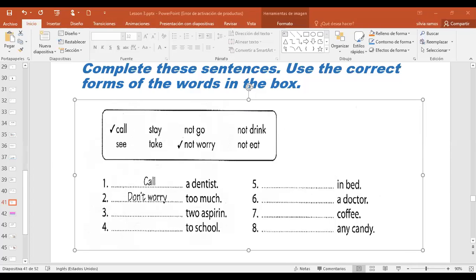What about number six? Who has number six? See a doctor. Okay. See a doctor means go to the clinic, go to the hospital. Right, that's the meaning of it. Right, very good, very good. What about number eight?